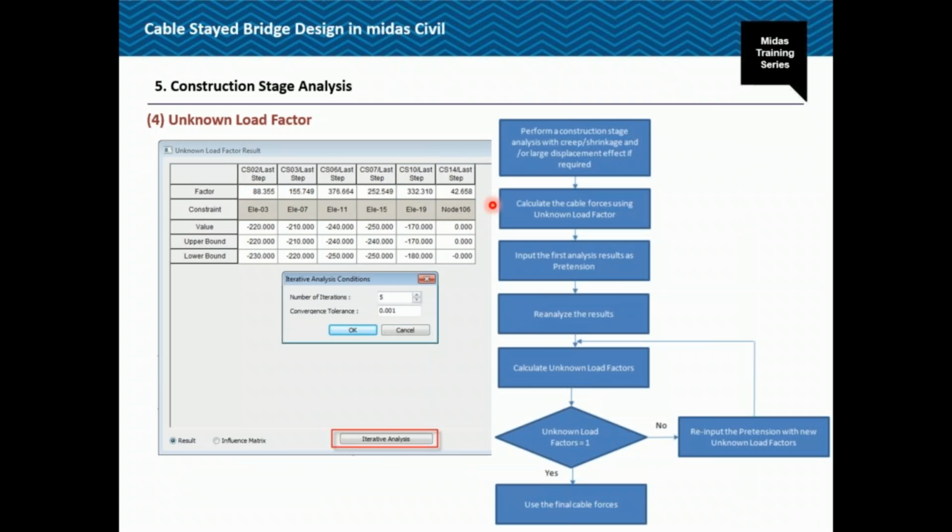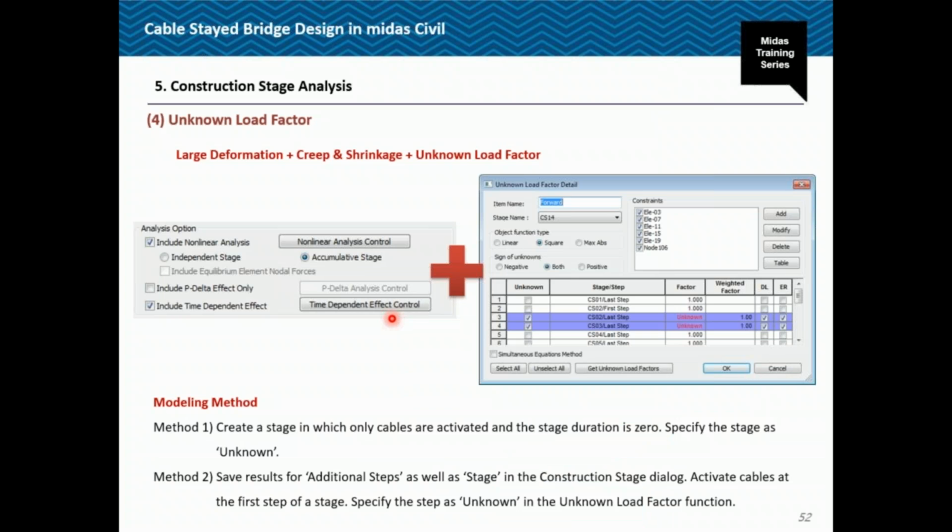And one more thing: when you have creep and shrinkage, you cannot find the cable pretensions through the unknown load factor directly, because the cable pretensions themselves will cause creep effects in the girder. So the program requires an iterative analysis. For that, you can select the iterative analysis and give your iterations such that the program internally iterates the cable pretensions to achieve the final cable forces. We'll be looking into this process.